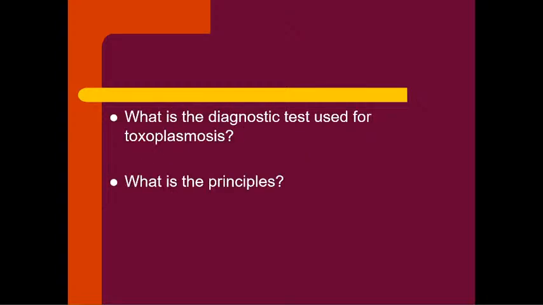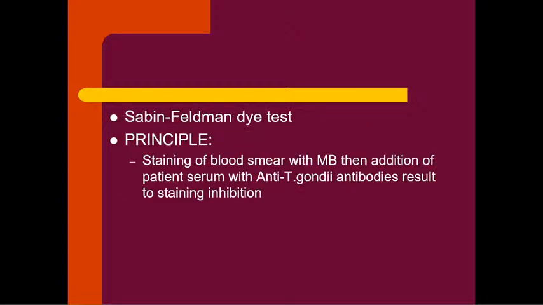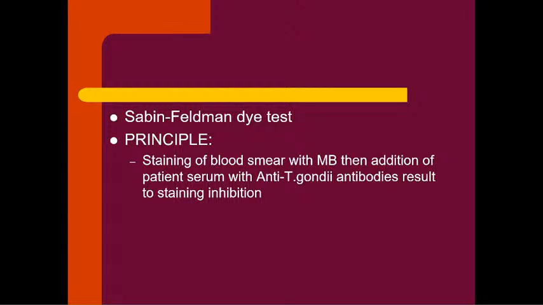Now, the diagnostic test for toxoplasmosis is known as the Sabin-Feldman dye test. The principle of the test is that you're staining the blood smear with methylene blue, then adding patient serum with anti-toxoplasma antibodies, and the antibodies will result in staining inhibition. So the cells with anti-toxoplasma will not stain. Okay? Clear? Clear, class? Okay. So, we can still continue.